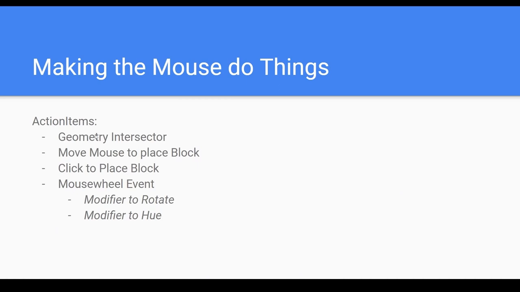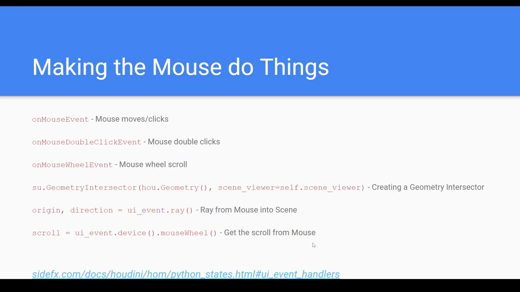Okay, so action items: we're going to create a geometry intersector. We're going to move the mouse to place a block. We're going to click to place a block. We're going to use the mouse wheel event to rotate the block and a mouse wheel event to modify the hue. So first things first, let's create our geometry intersector.